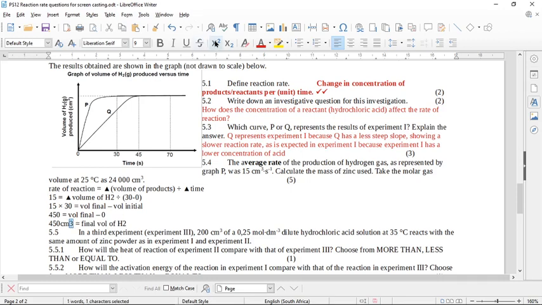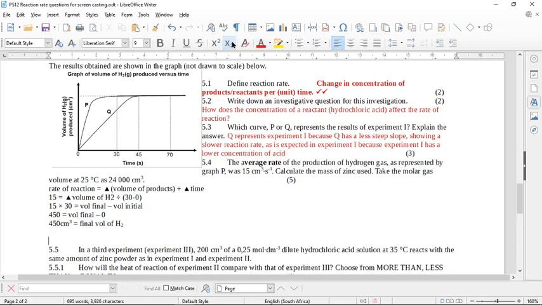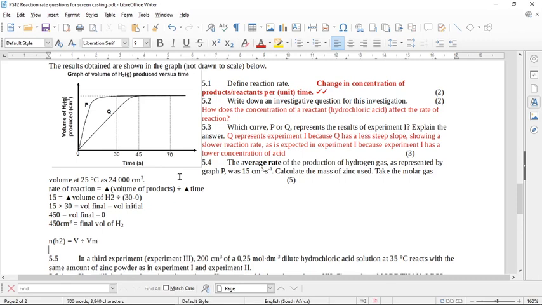I hope you're all with me how I worked that out from the slope of the curve and the reaction rate formula. So now we've got the final volume of hydrogen. It doesn't do us any good knowing a volume because we need to know moles. We always need to know moles, and this says take the molar gas volume to be 24,000 cubic centimeters. So the number of moles of hydrogen is equal to V over Vm. Make sure you write the formula. You remember this formula. It's the normal stoichiometry formulas that we use.